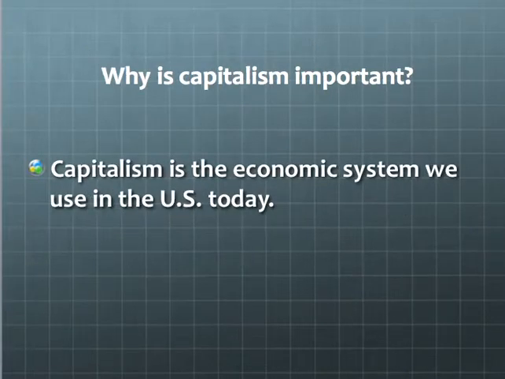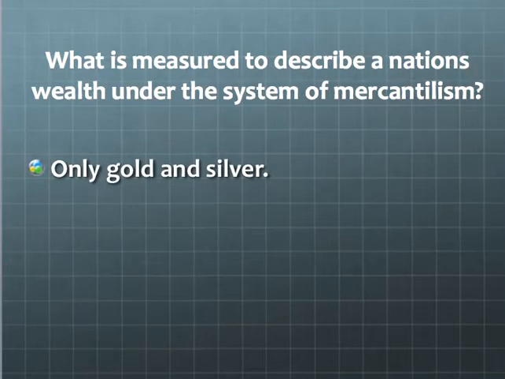Why is capitalism important? Capitalism is the economic system that we use here in the United States. And basically, the main idea is that private business is allowed and supply and demand regulate the market. What is measured to describe a nation's wealth under the system of mercantilism? This is huge because at the time it was only precious metals, gold and silver. So if you didn't have a lot, then your nation was not considered wealthy.